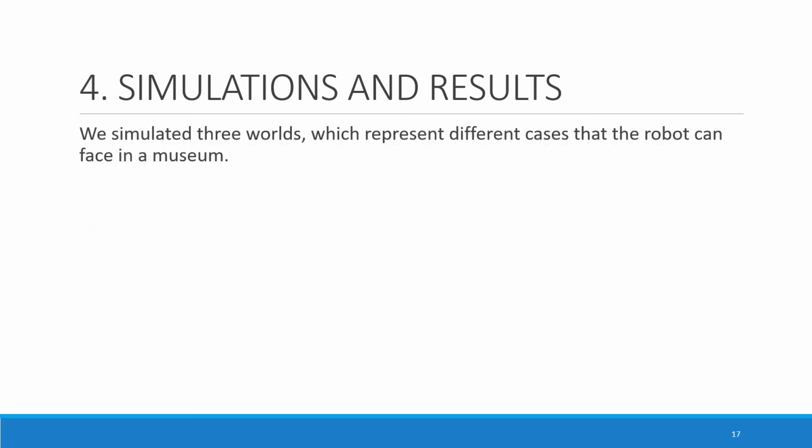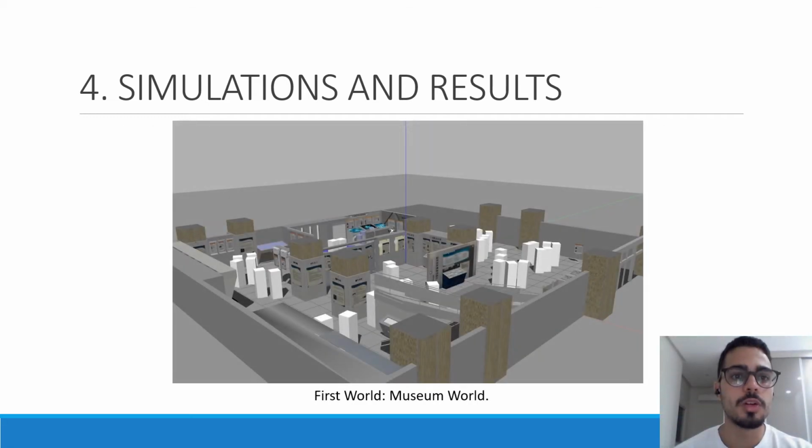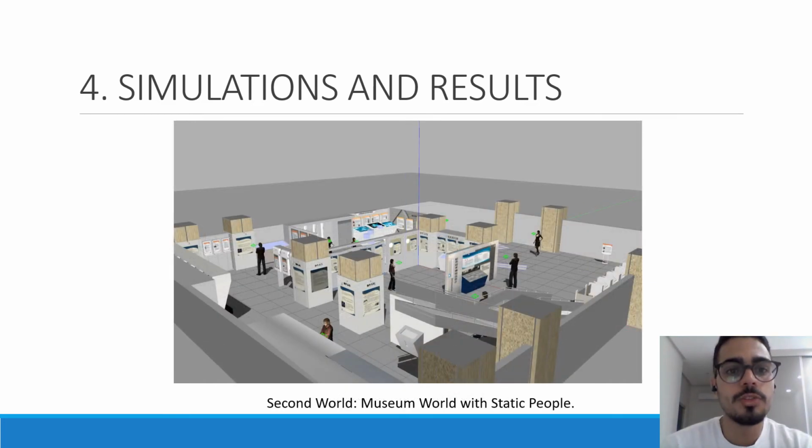We simulated three worlds which represent different cases that the robot can face in a museum. The first world represents an empty museum where there are no people moving, so the robot only notices pure static objects. The second world represents a museum with people still in the same place and static objects.